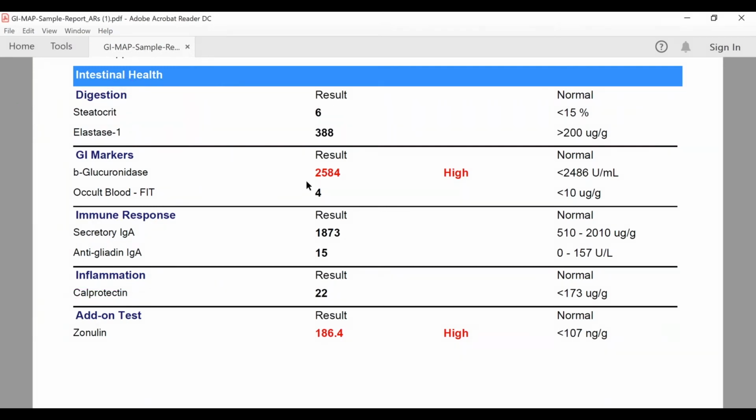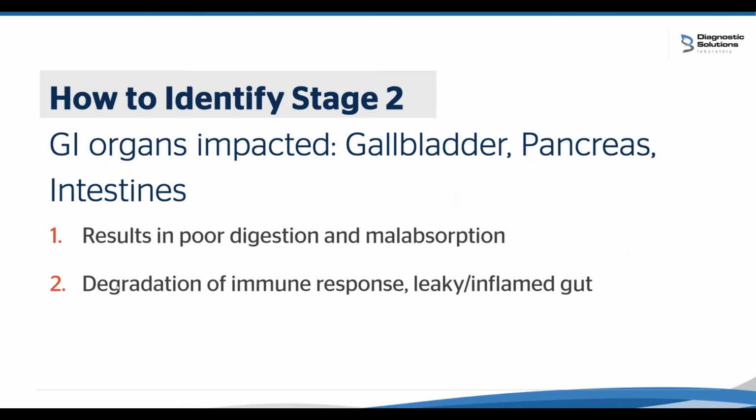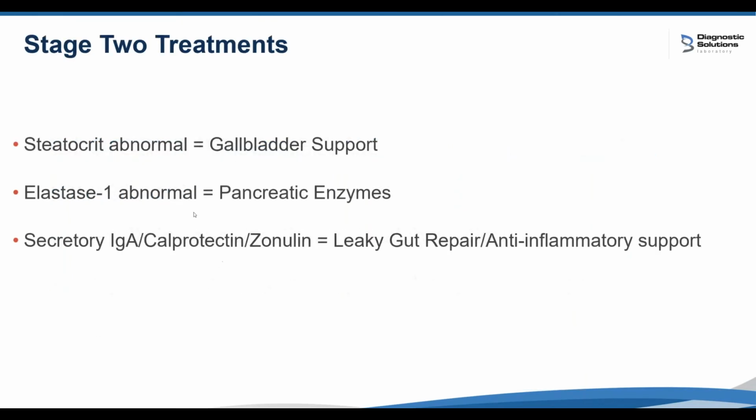And you can just tell the patient, hey, this marker means that you have organ involvement now. It's a little more severe, really. Now your body's not doing well. And what are we going to do about that? Well, if the steatocrit is abnormal, you prescribe gallbladder support. Every supplement company we work with will have 2 or 3 gallbladder products.